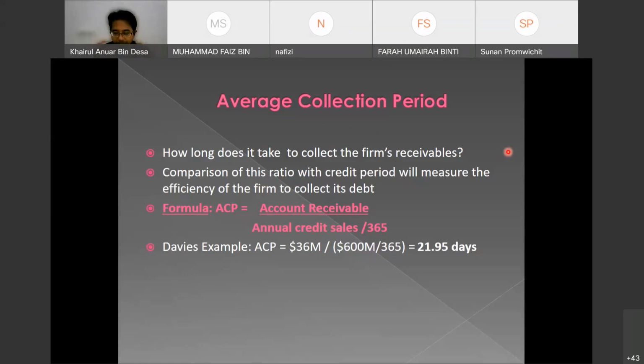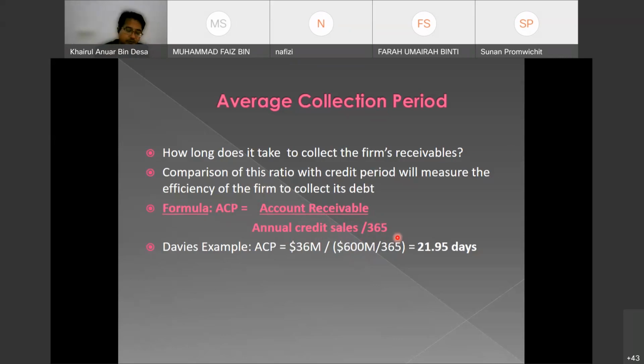Kalau kita kutip dengan cepat, if we can collect faster, our company in good condition. If we cannot collect or we collect a bit late, our company not effective. Itu tujuan ACP. So, the formula is account receivable over annual credit sales over 365 days in a year. So when you look here, 365 days mean short term. ACP is the short term, account receivable is the short term measurement.